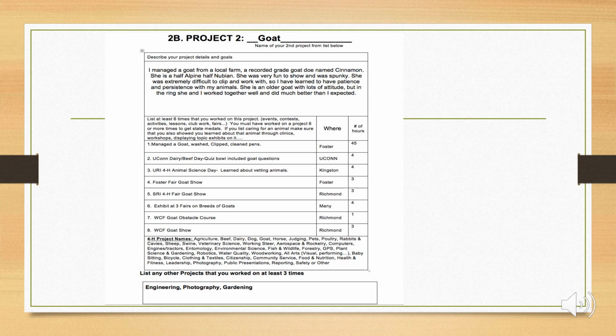At the very end of the page, you see a box that tells you that you can list any other projects that you've worked on at least 3 times over the past 4-H year. There, you can list any project from the 4-H project names that you have worked on at least 3 times in this particular 4-H year.